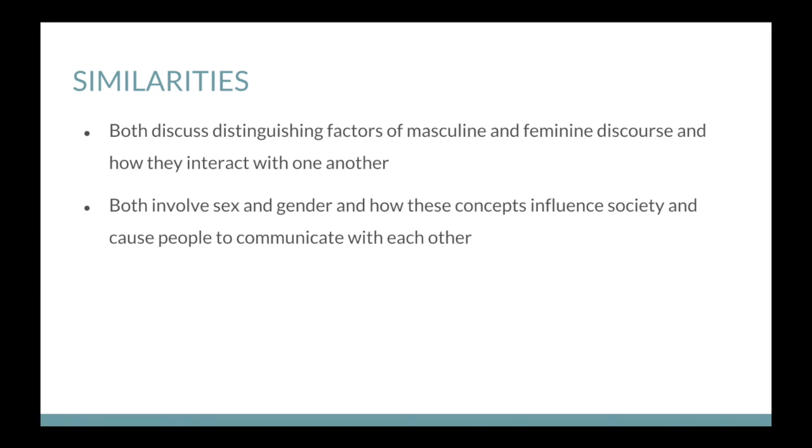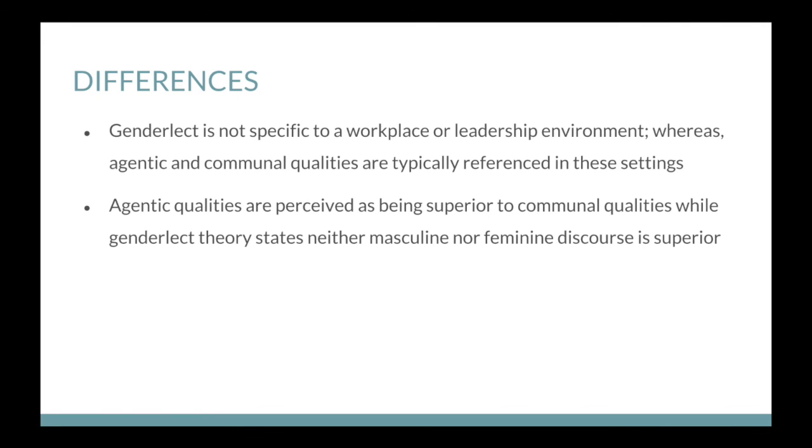Lastly, we will compare and contrast Genderlect theory with agentic and communal qualities. There are some similarities between the two theories. For instance, they both discuss distinguishing factors of who is a man and woman and how they talk and interact with each other. Additionally, they both deal with sex and gender and how these concepts influence society and cause people to communicate to each other.